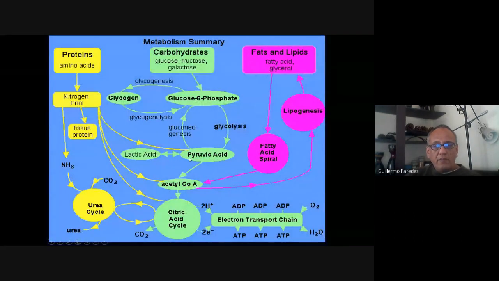All right, so for example, you have diabetes mellitus. In diabetes mellitus, we have the insulin. Diabetes mellitus type 2 is resistance to the insulin. So the insulin is not working. So what is the insulin doing? The insulin is going to bring glucose inside the cell.